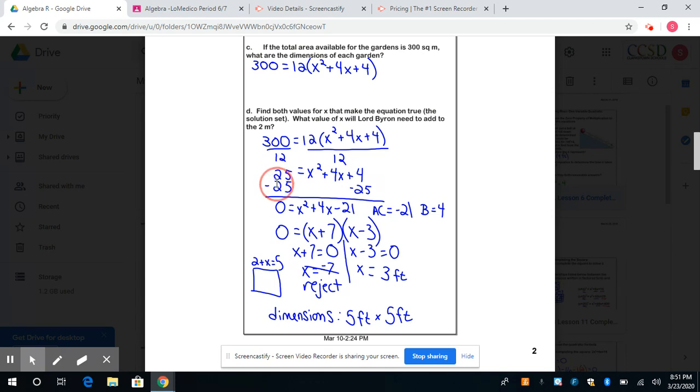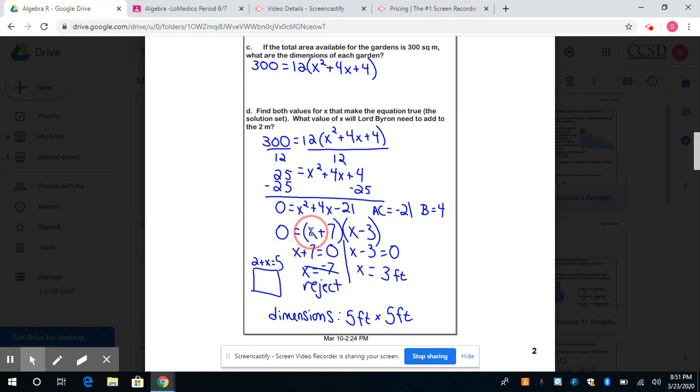So get rid of this 25. To get rid of it, you subtract it from both sides. This turns into 0, and now you have a trinomial. Do not leave this. You can factor this. What two numbers multiply to negative 21 that also add to 4? Okay, so 7 and negative 3.